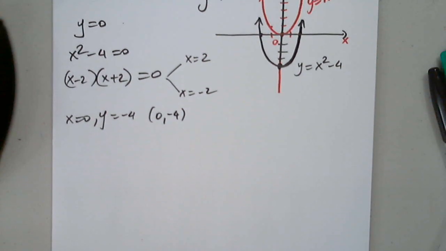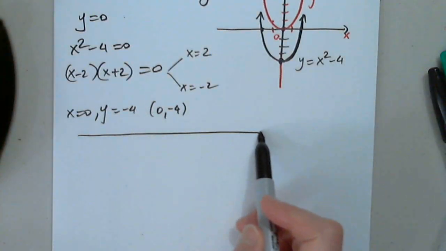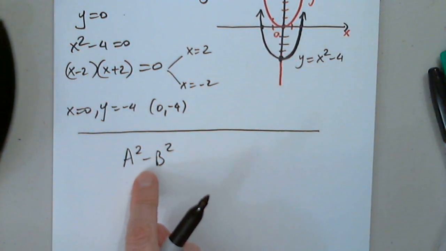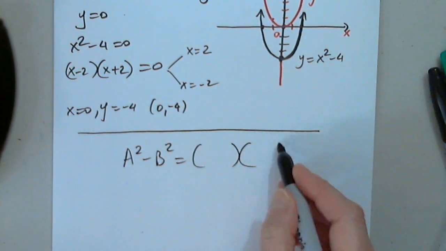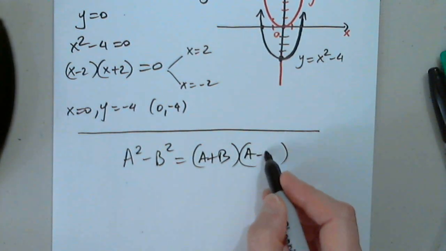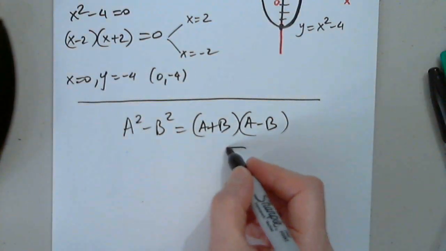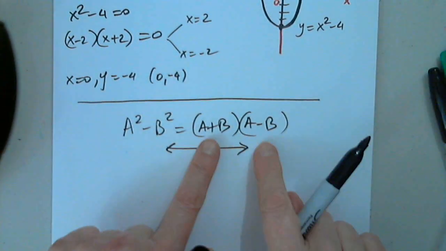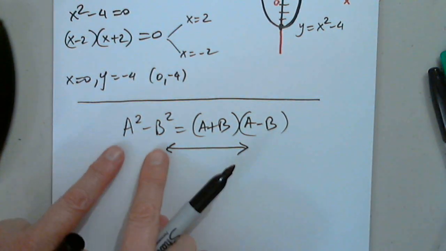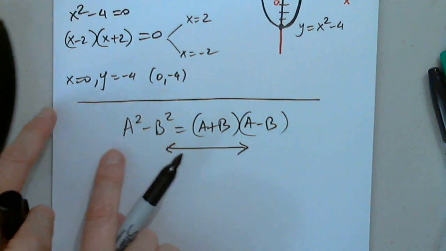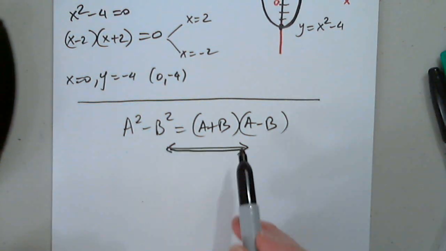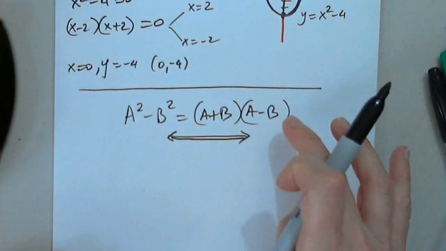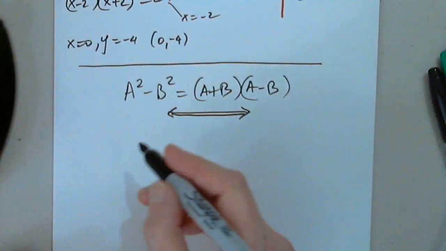Now, since I mentioned those 3 special products, we already reviewed one. So a squared minus b squared, this is the difference of squares, and it factors into a plus b, a minus b. And reverse. So if I have a plus b, a minus b, same terms but different sign, when I multiply them, I get this. So it's a two-way street, if you want.